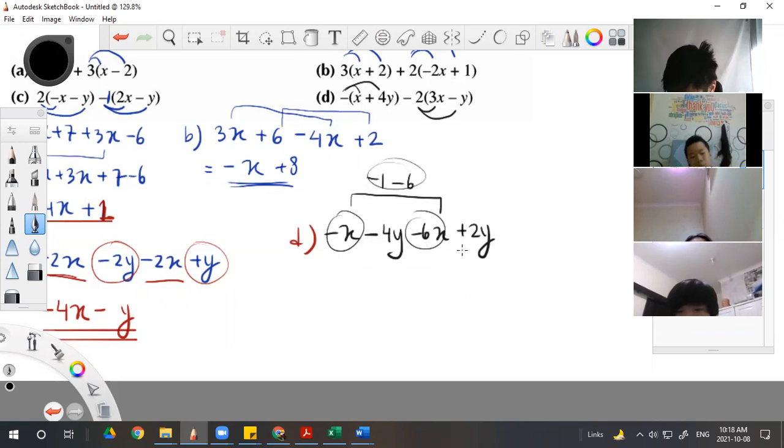Utang 1, utang 6, Brian. Berapa jadi? 7. 7 ya. Tapi jangan lupa kasih negatif. Oke. 7x. Satu lagi, Brian. Ini.